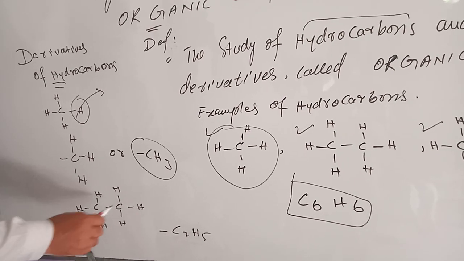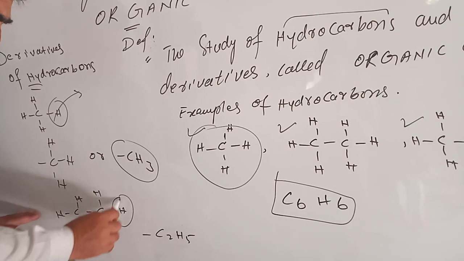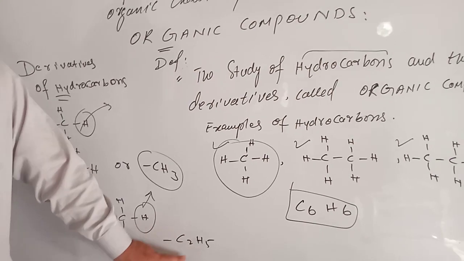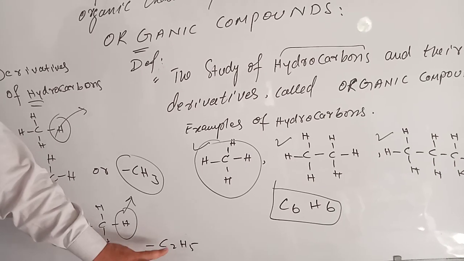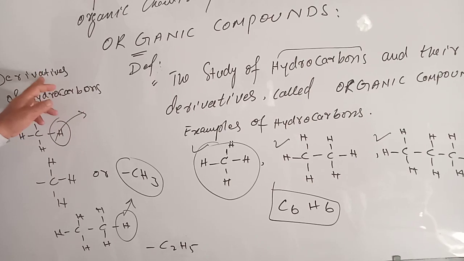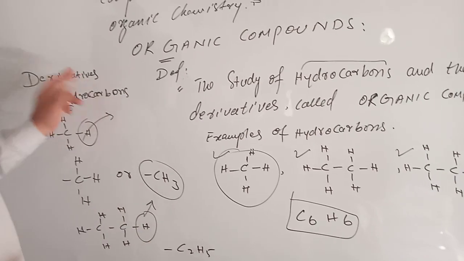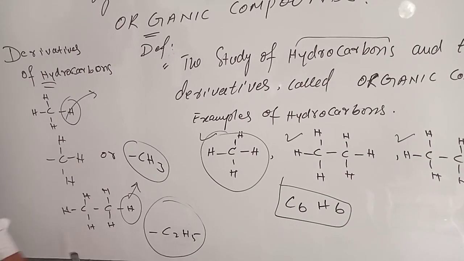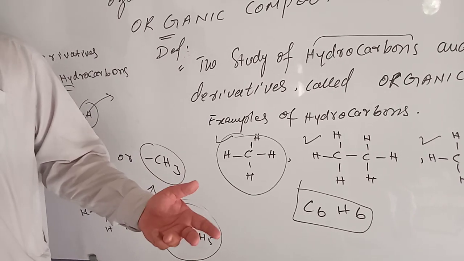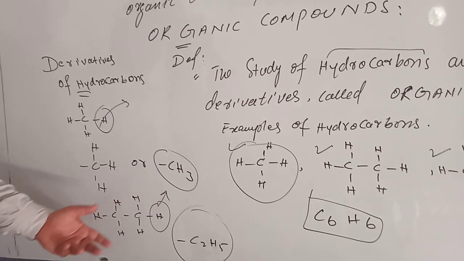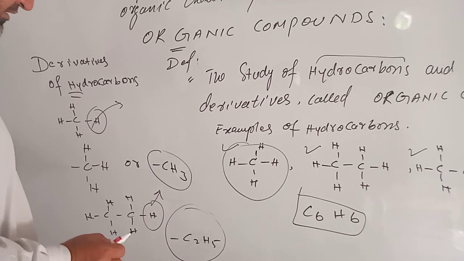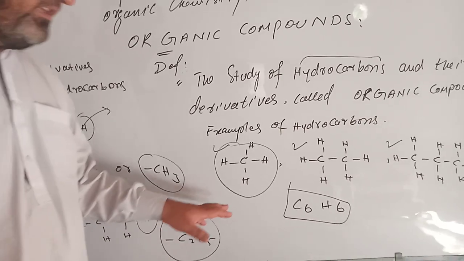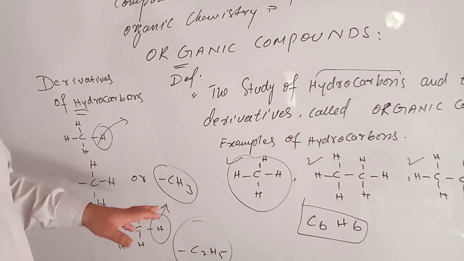And also in ethane, when one hydrogen is removed, it becomes an ethyl group, which is also known as an alkyl group. And this is also an example of a derivative from the hydrocarbons. This is another example. There are millions of examples present in the organic world, but we have discussed a few examples to explain it basically.